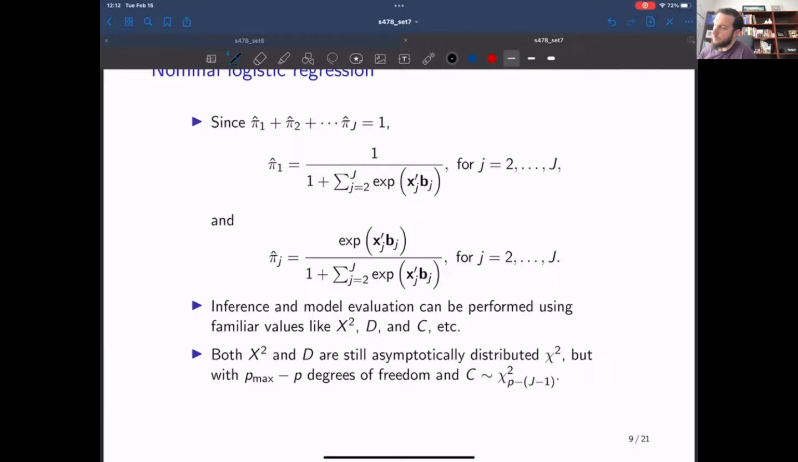So to perform inference about the model, we're going to have the same criteria. For example, the Pearson chi-square, the deviance, and the capital C value. The Pearson chi-square and the deviance are both chi-square with p max minus p degrees of freedom in this case, and C is distributed chi-square with p minus j minus 1 degrees of freedom. We'll look at examples of that tomorrow in lab as well.